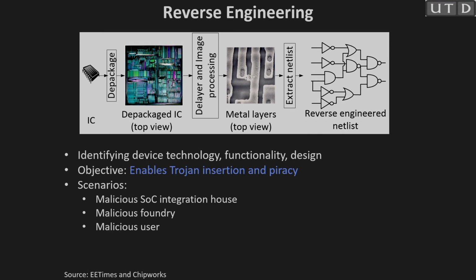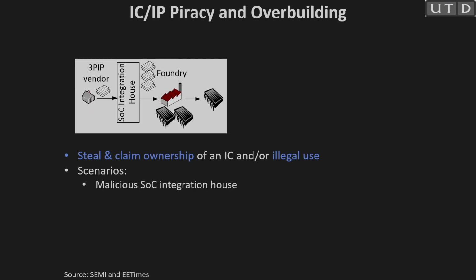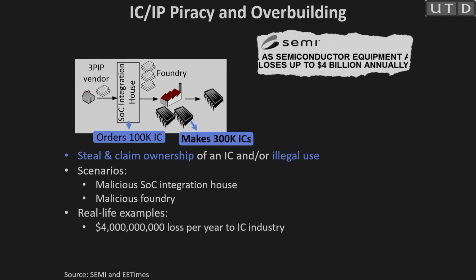So, this is another threat. The other threat is IP piracy and overbuilding. That is something that is actually enabled by reverse engineering. First of all, reverse engineering can enable IP piracy: they delayer the chip and get the netlist, and they can have their own design from that, right.